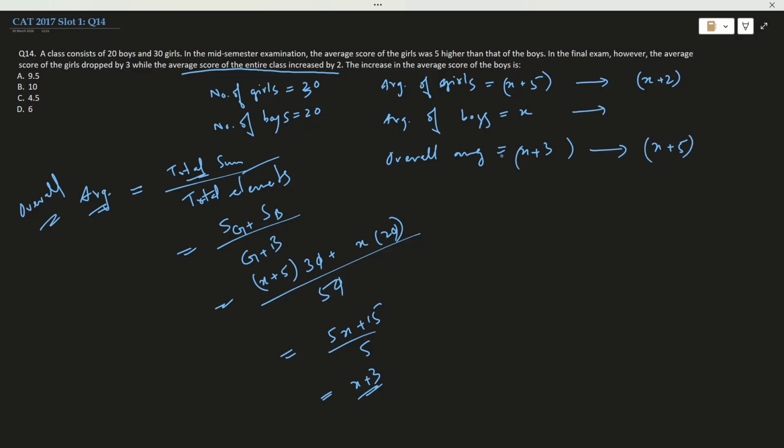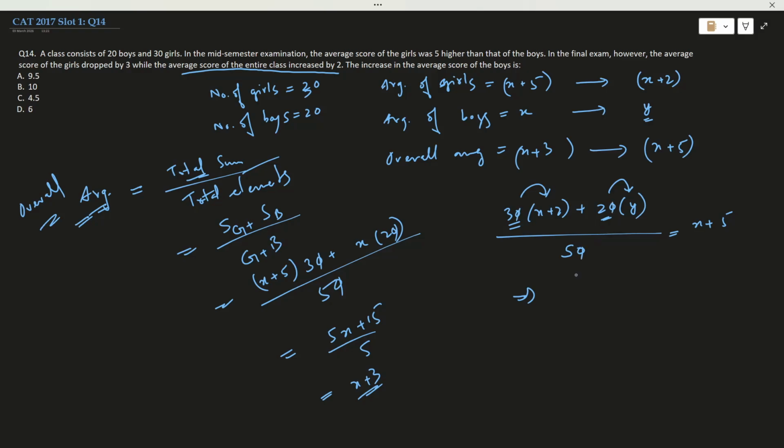What is the increase in the average of the boys? Let's say the final average of the boys is y. How can I find y? Again, use this overall average concept. Overall average is the total sum by total elements, right? So I can say 30 times of x plus 2 plus 20 times of y, number of girls into their average plus number of boys into their average. I'll get the total sum divided by the number of girls and boys, which will give me x plus 5, right?